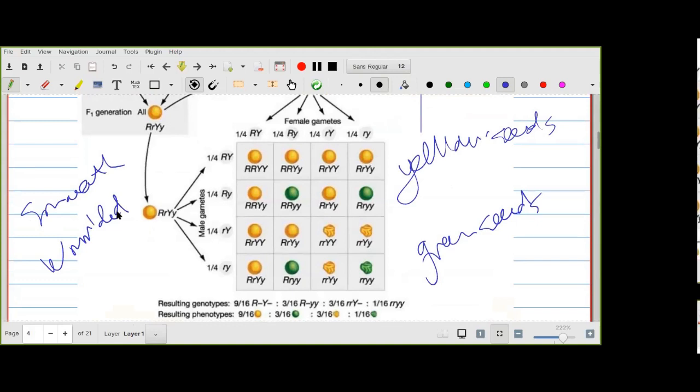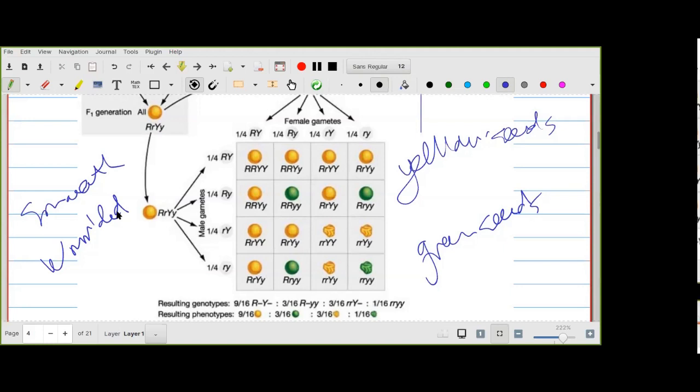Now, we haven't had much practice with dihybrid crosses yet. And I think I should make a video for you guys specifically explaining dihybrid crosses in detail, because there is another question in this paper that goes through dihybrid crosses. But we're not going to go through that question today.